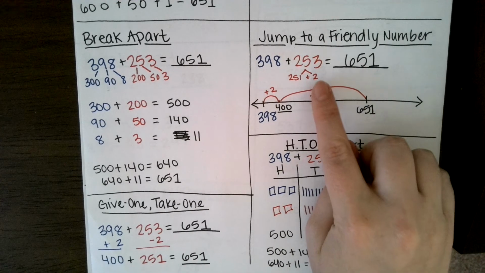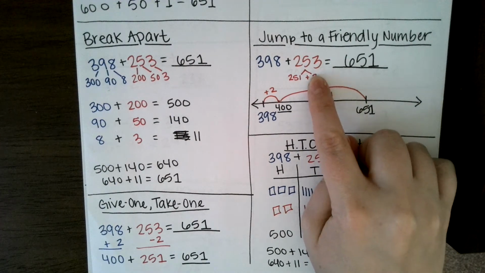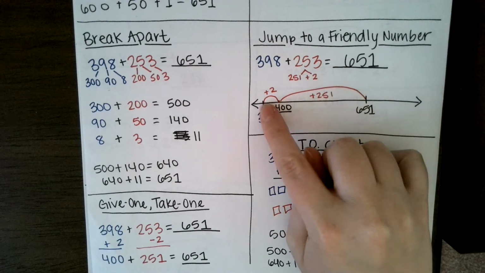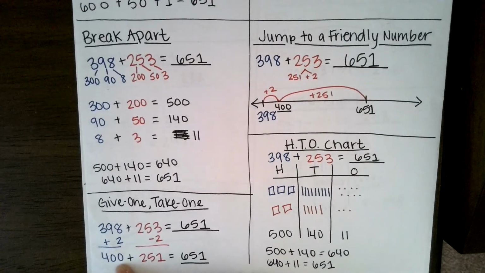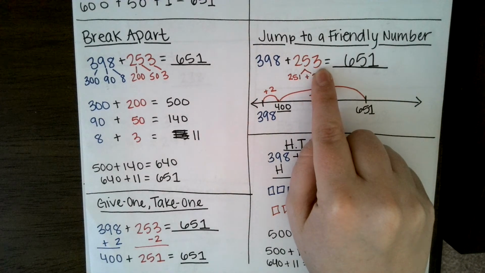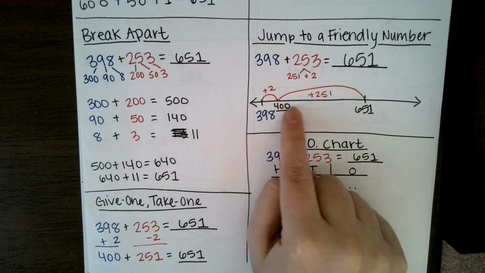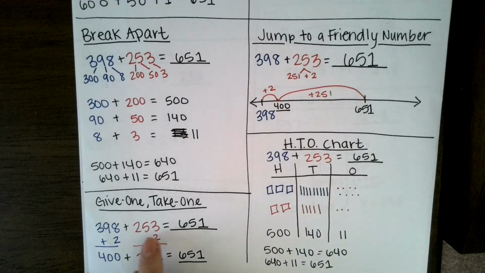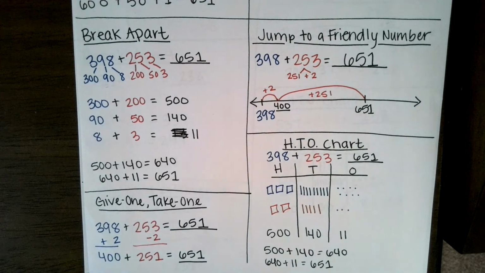But just like we did up here, we had to use this 2 here to add it to 398 and get 400. Well, that 2 came from 253. So with give one, take one, it's just a shorter way of recording what we did here. You're taking 2 away from 253 and you're giving it to this number. That way it doesn't change your total at the end. It's just moving the numbers around to make them friendlier to add with.